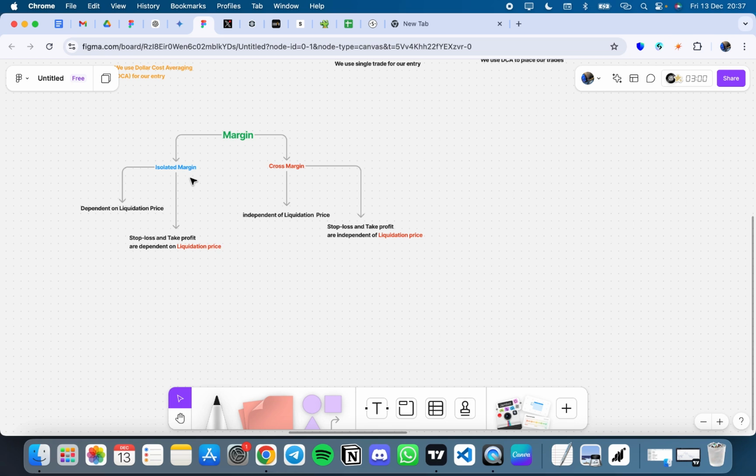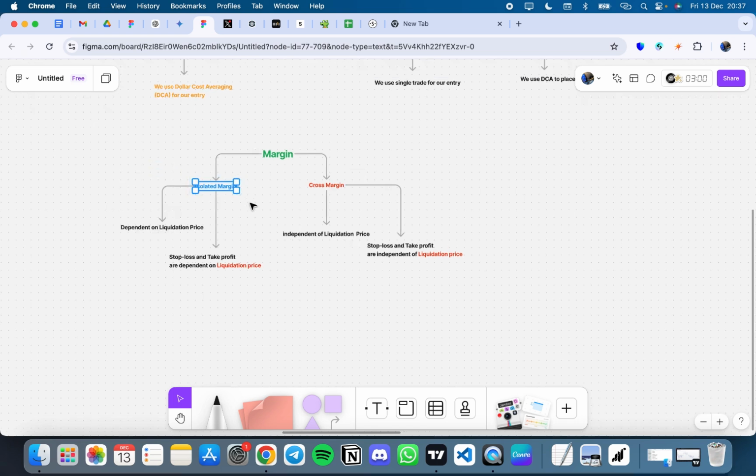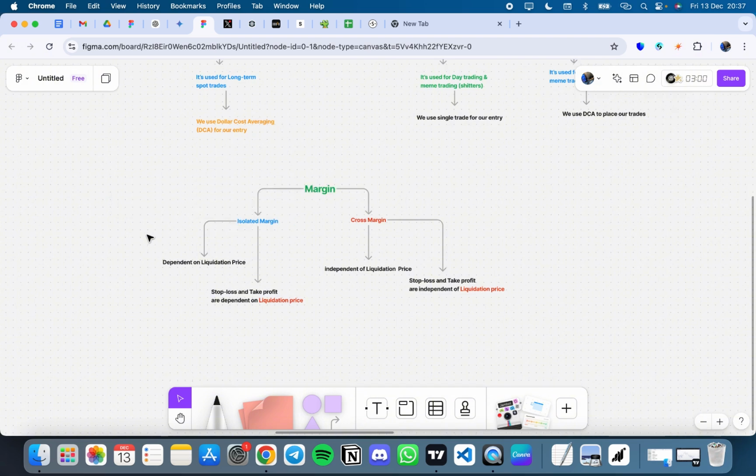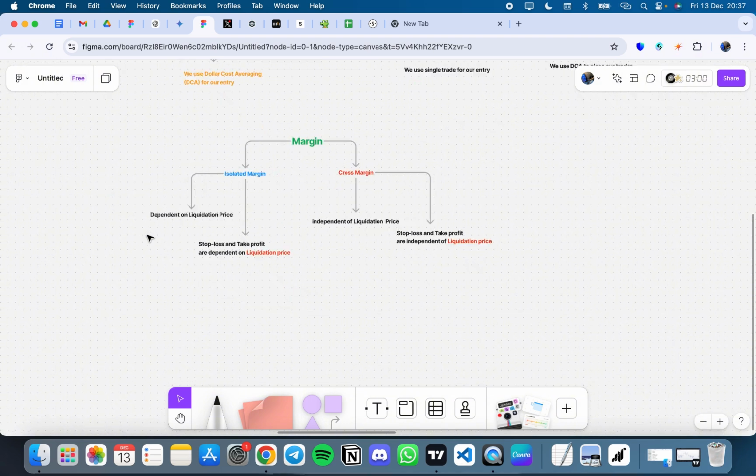So these two types of margins have something in common. For isolated margin, let's say you were to execute a trade on isolated margin. There is a liquidation price. Whenever the market goes and hits the liquidation price, your trade would close and you will lose your margin. So that margin which you actually placed to enter the trade will be lost.